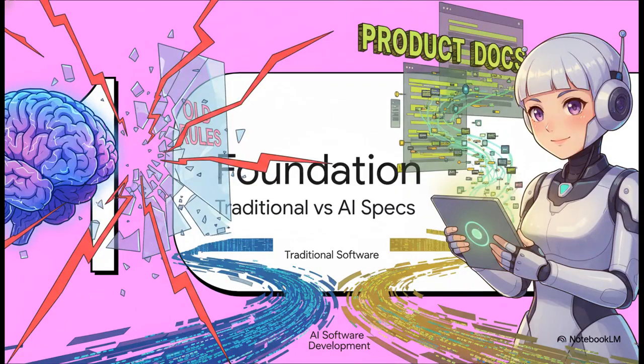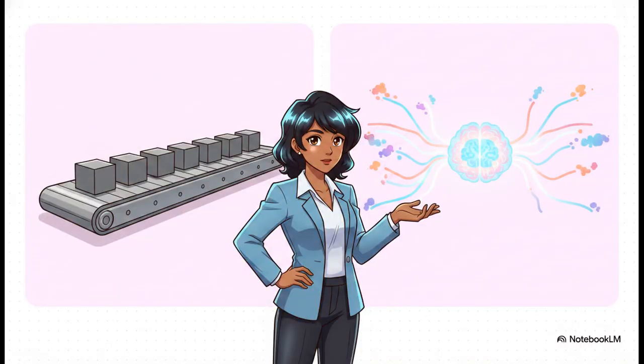Section 1, foundation, traditional versus AI specs. To start off, we really need to understand our first foundational shift. AI completely shatters the old rules of traditional software development, and your product documentation needs to reflect that new reality immediately. This is the absolute core mental pivot you have to make, shifting from deterministic to probabilistic planning.